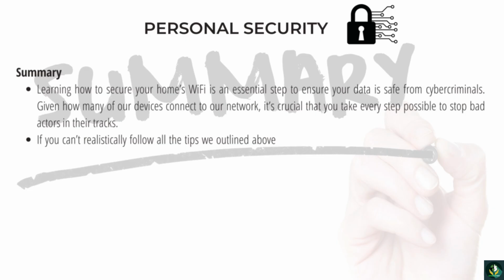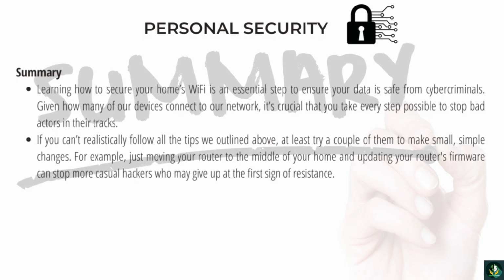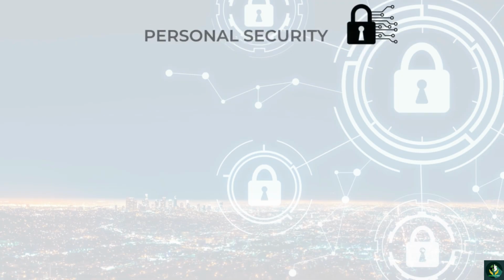If you can't realistically follow all the tips we outlined above, at least try a couple of them to make small, simple changes. For example, just moving your router to the middle of your home and updating your router's firmware can stop more casual hackers who may give up at the first sign of resistance.